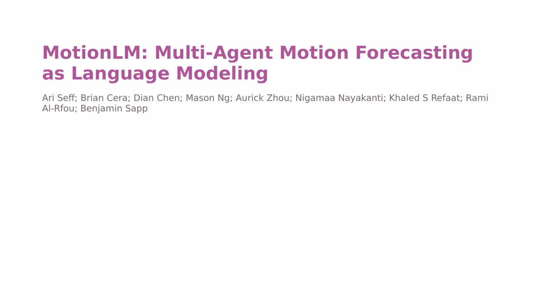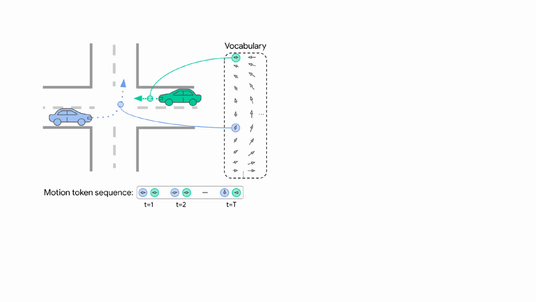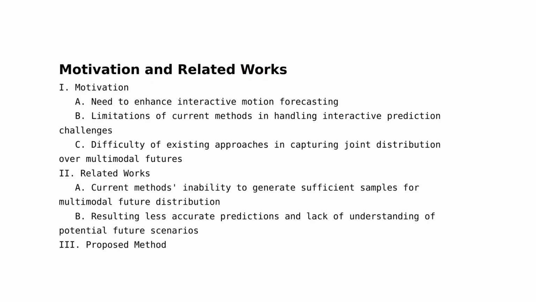Hello everyone. Today we are going to talk about MotionLM, multi-agent motion forecasting as language modeling. The motivation for this research is to enhance interactive motion forecasting. The current methods in use have limitations, particularly in their ability to effectively handle interactive prediction challenges.